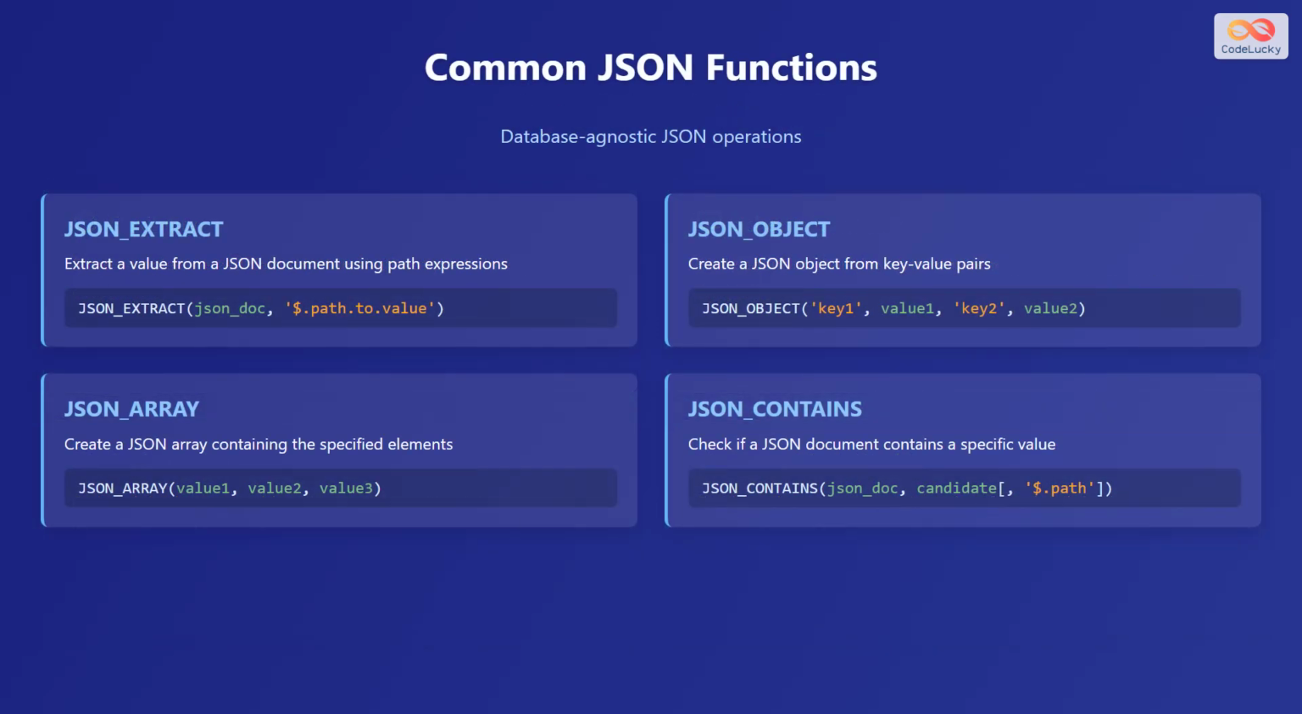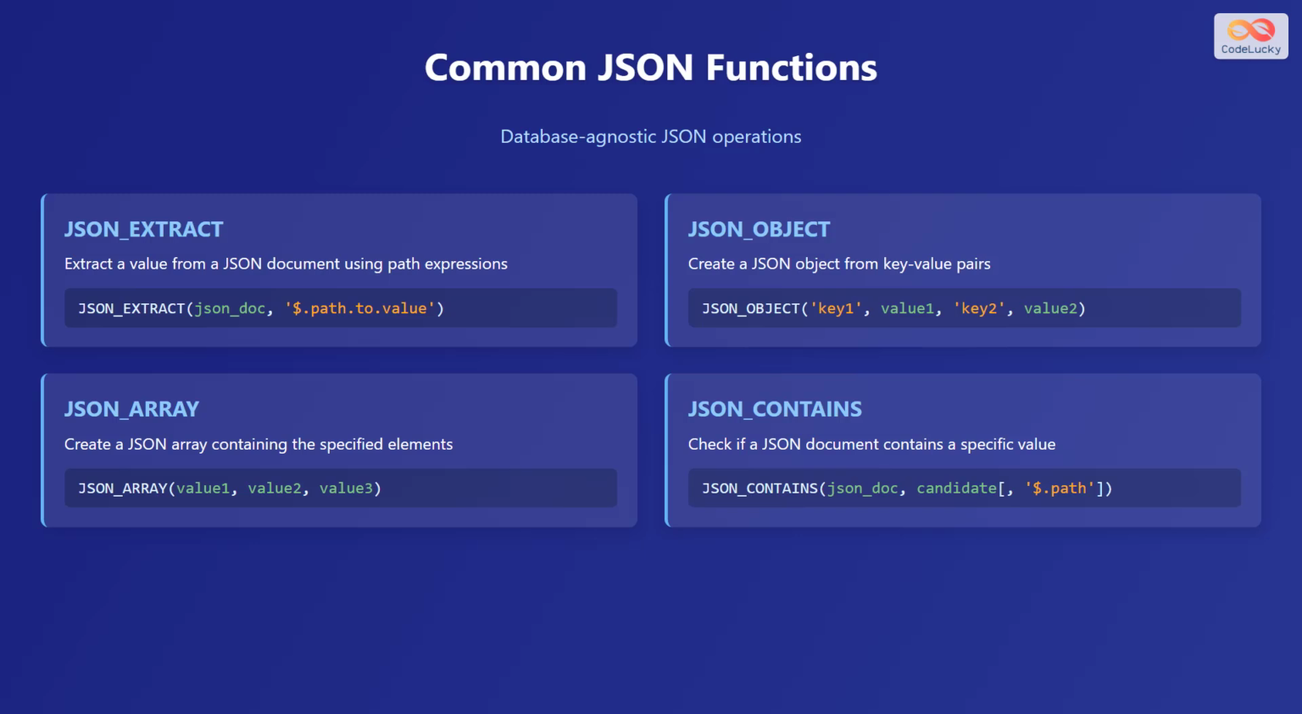Now, let's explore some common JSON functions that are available in most SQL databases. These functions allow you to perform various operations on JSON data. First, JSON_extract. It extracts a value from a JSON document using path expressions. For example, JSON_extract, then in parenthesis JSON_doc, single quote $path.to.value single quote, then closing parenthesis.